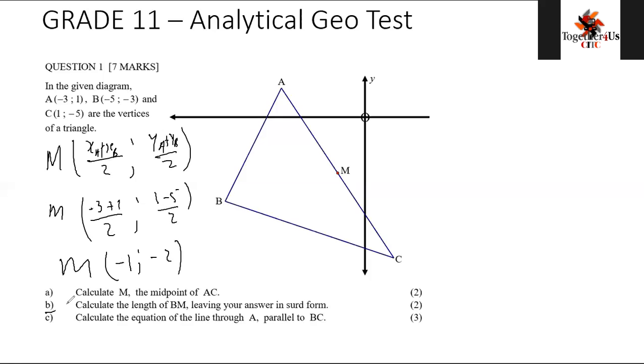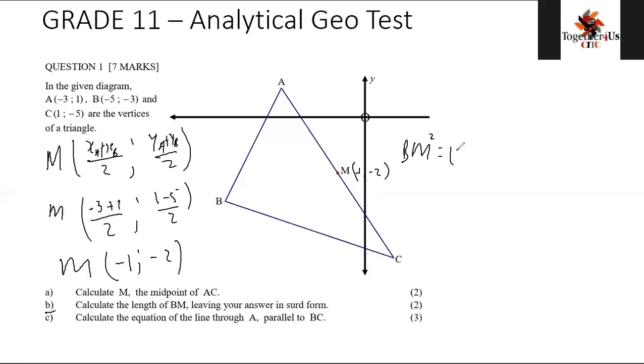B, calculate the length of BM, leaving your answer in surd form. So you've got the coordinates of M now. This is -1 and -2. So BM, using the distance formula. In this case, I'll start first. I prefer starting this way. Of course, there are 2 versions. It's your choice on which one you go with. So in my case, I start with this and I just substitute.